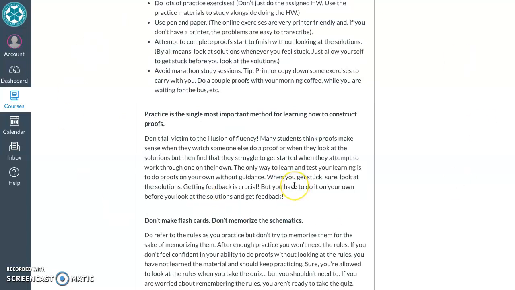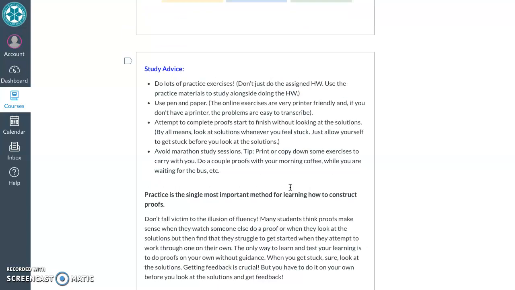Study advice. You're going to want to do more practice than what is in the homework. Use the resources in the proofs material. If you have already gotten started, you've tried the homework, or you've looked at the proofs material and you have questions about something specific, please feel free to follow up.